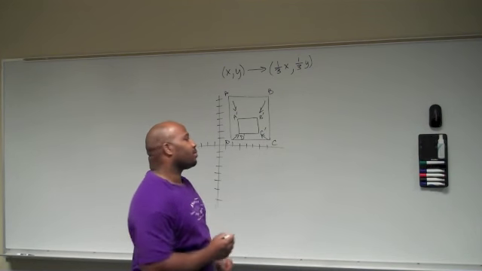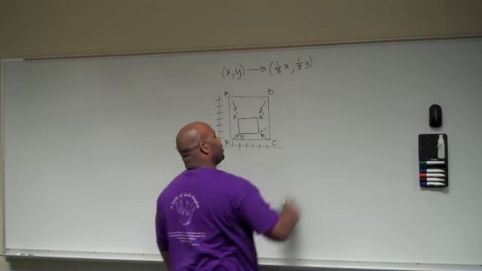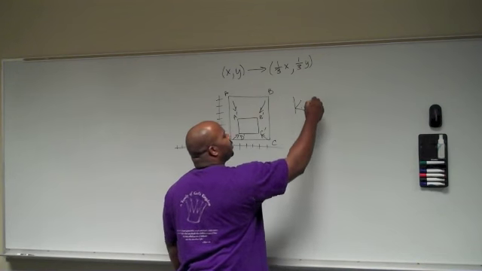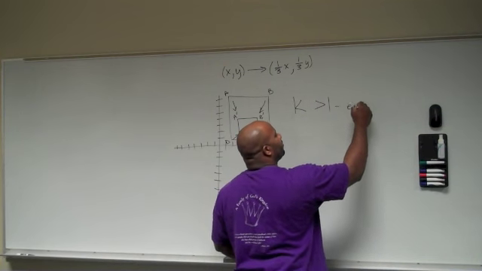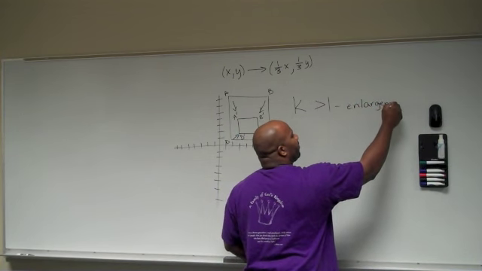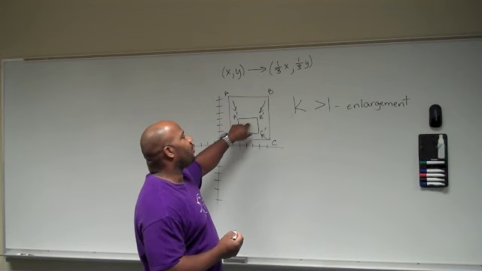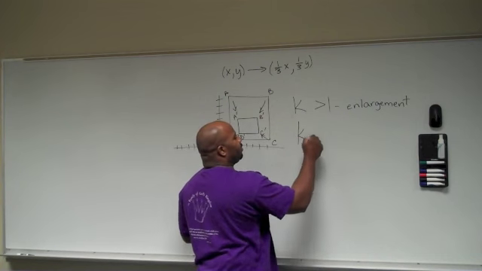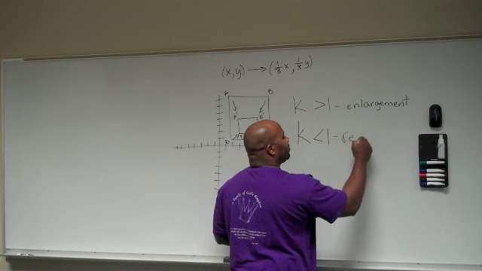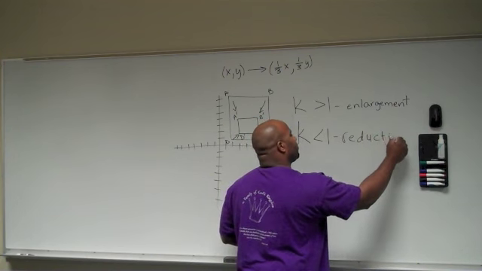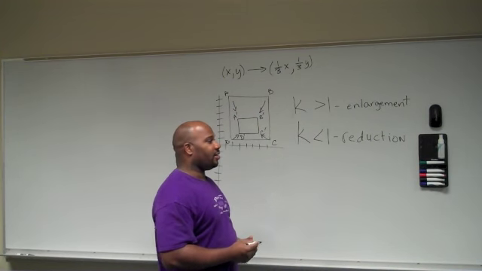And I want you to remember, and let me make that larger so you can see it better, if k is greater than 1, then we have an enlargement. That means we'll go from this to that, from the small figure to the larger figure. If k is less than 1, we have a reduction, which means we'll go from this large figure to a smaller figure. And that's what we talked about in class today, transformations.